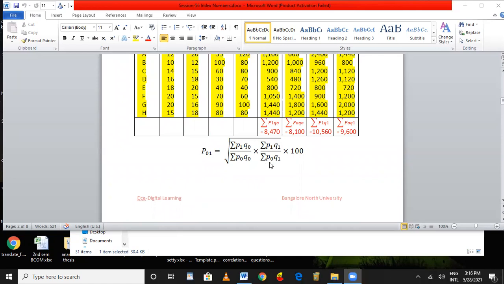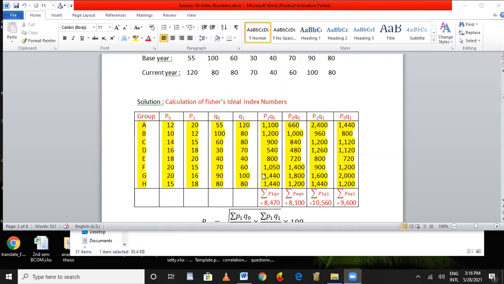Then in the last we have to multiply the base year's prices with the current year quantity. For that, P0 and Q1 have to be multiplied. 20 into 55.